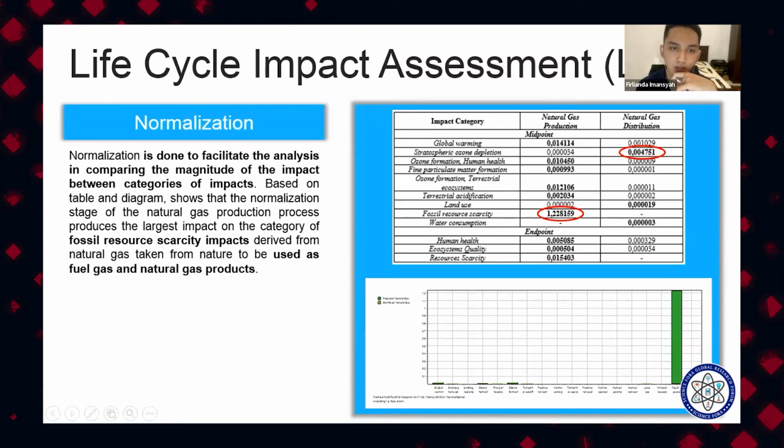The second sub-step is normalization, which is done to facilitate the analysis in comparing the magnitude of the impact between categories of effect. Based on the table and diagram, at the normalization stage the natural gas production process produces the largest impact on the category of fossil resource scarcity, derived from natural gas taken from nature to be used as fuel gas and natural gas product.